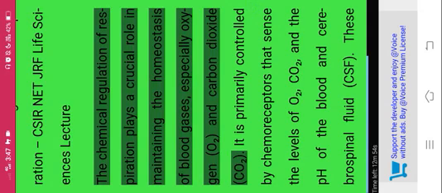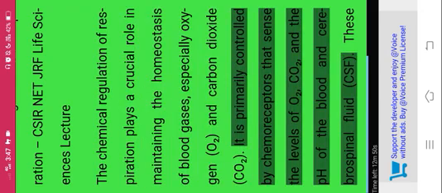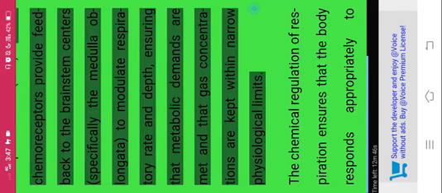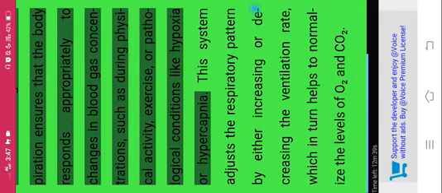The chemical regulation of respiration plays a crucial role in maintaining the homeostasis of blood gases, especially oxygen (O2) and carbon dioxide (CO2). It is primarily controlled by chemoreceptors that sense the levels of O2, CO2, and the pH of the blood and cerebrospinal fluid (CSF). These chemoreceptors provide feedback to the brainstem centers, specifically the medulla oblongata, to modulate respiratory rate and depth, ensuring that metabolic demands are met and that gas concentrations are kept within narrow physiological limits.